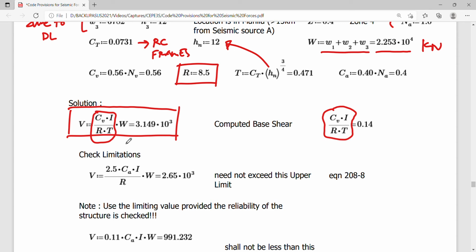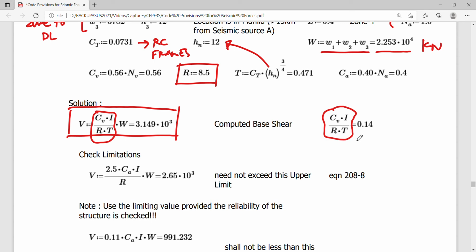And the basic rule of thumb is to consider a range between more or less 0.10 to 0.20. When it comes to buildings, the computed base shear must range from those percentages, 10 to 20%. Although 20% is a little bit very high, this 14% is actually a very good estimate of how the building will behave in terms of percentages when it comes to lateral forces.